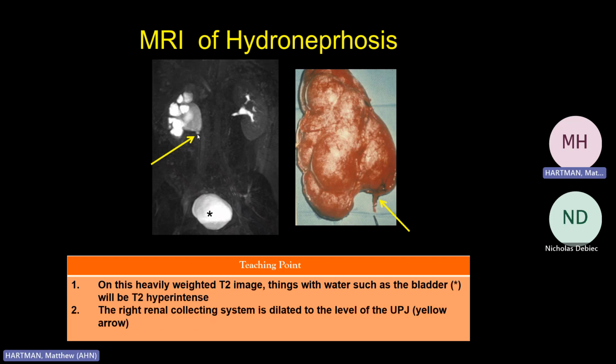Here's an example on MRI. Dilated collecting system on the right to the level of the renal pelvis, UPJ obstruction. Here's the gross path correlate.